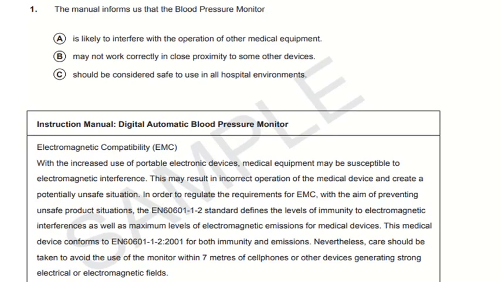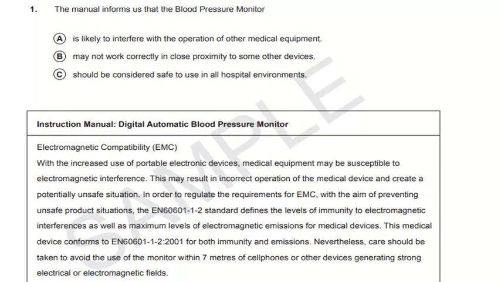So you'll first have to identify the options that's not given at all in the text, which is here the C option. Now, for the first two options, one of them is correct, the other is opposite to what is written. So, both of them are talking about interference between the blood pressure monitor and other devices. But which of them is correct?